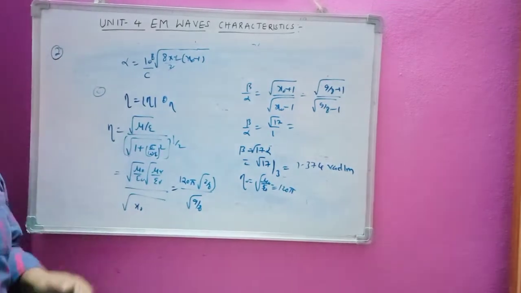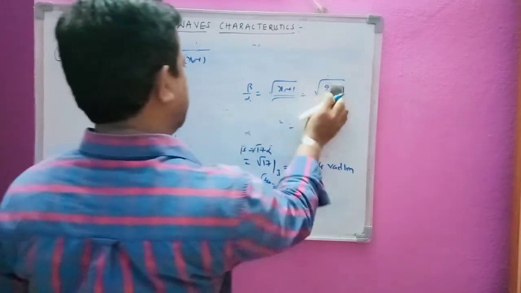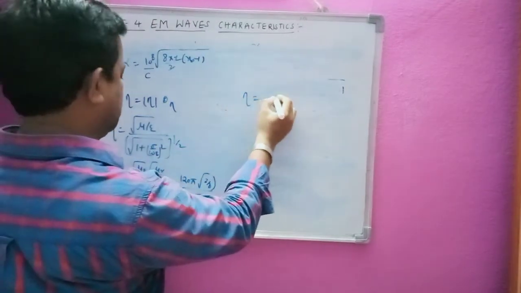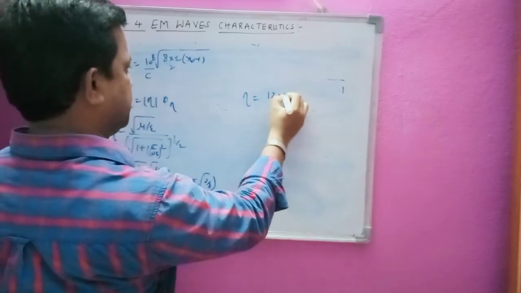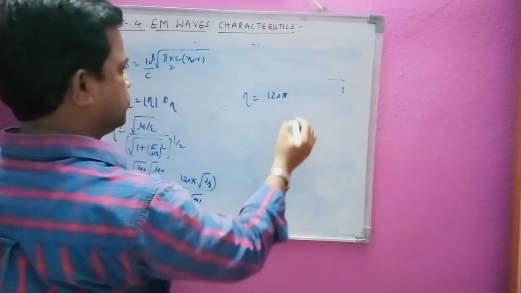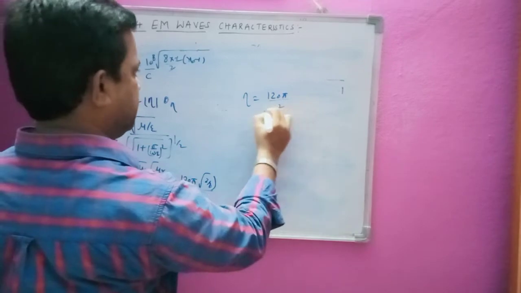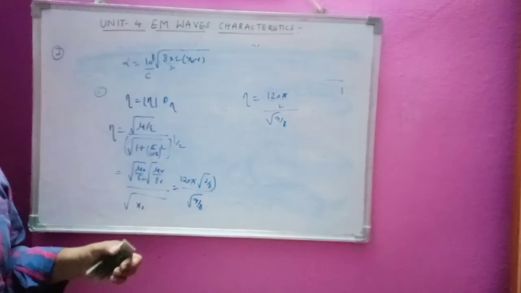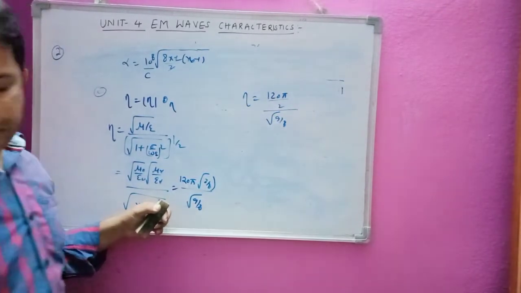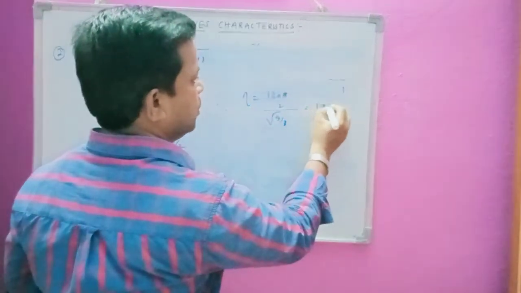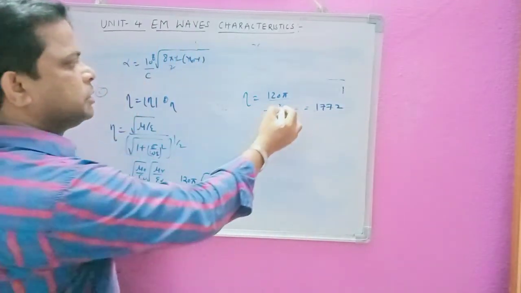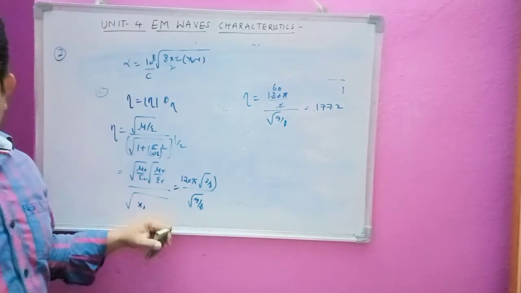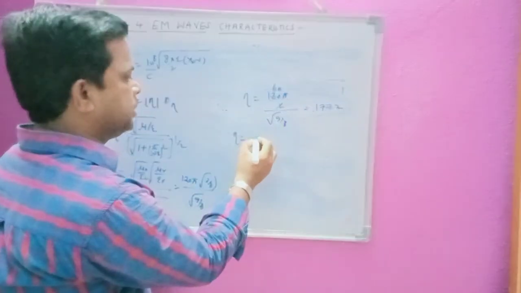After doing the calculation I will erase this side. This value turns out to be eta is equal to 120 pi into square root of 2 by 4, it is 1 by 2 I will get here, and root 9 by 8 here. So after doing the calculation it will turn out to be eta is equal to 177.2. You can check on your calculator, 120 pi, and it will change to this value.